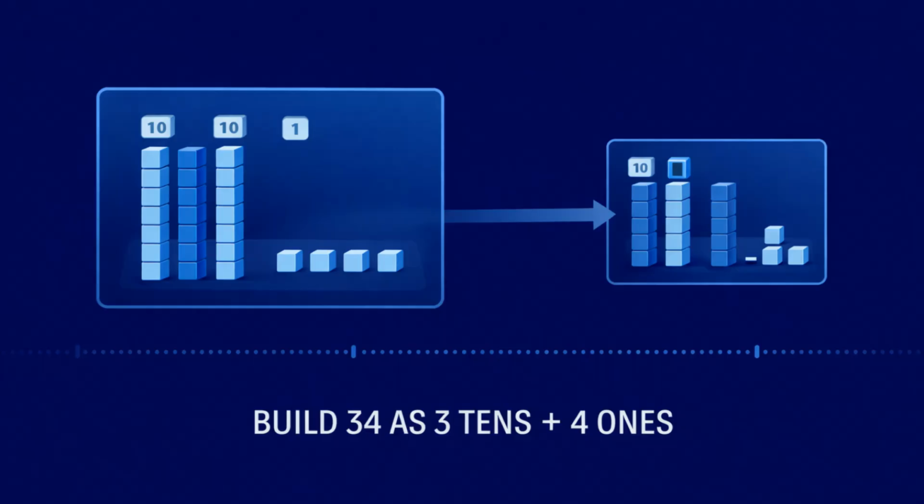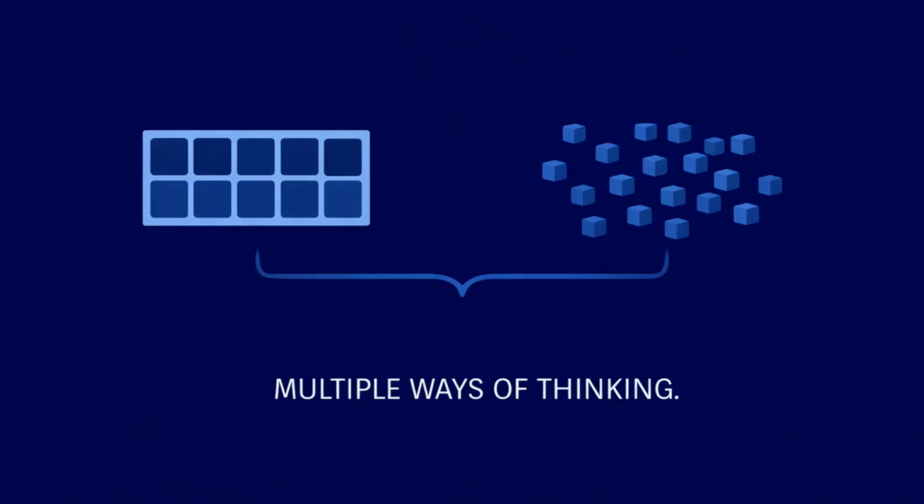To picture what this looks like in a classroom, imagine students working with the number 34. Rather than starting with the written numeral, students might begin by building 34 with linking cubes. Some students may create 3 groups of 10 and 4 ones. Others may count out 34 individual cubes. Both approaches are meaningful because they show us how students are thinking.